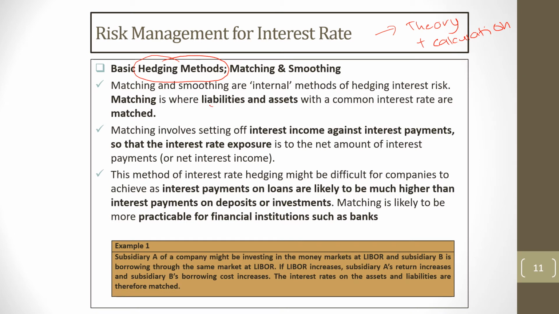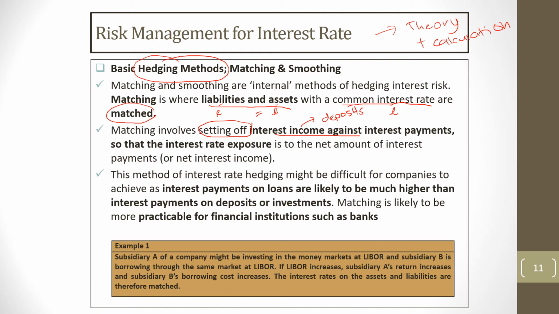So matching is where liabilities and assets with a common interest rate are matched. The common interest rate is the same. Matched means that the interest for liabilities and the asset is equal or matched. So the matching involves set-off of interest income. Interest income is the interest income from deposits.